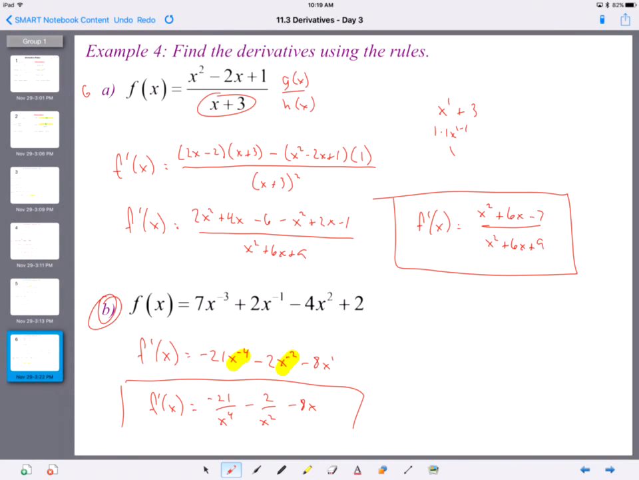So that is it. Those are the rules for derivatives. I know there's kind of a lot there. That's why we're going to spend a couple days just practicing these rules, and then we'll get back into what this derivative actually represents, which we know, once again, is the slope of the tangent line.